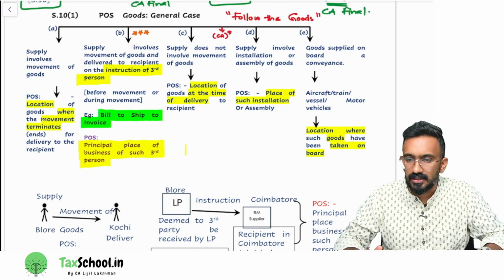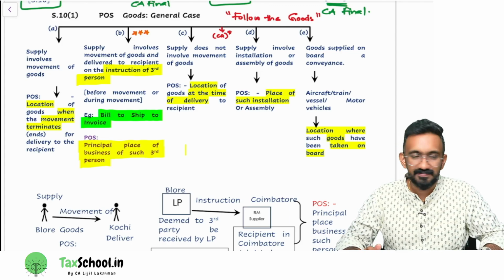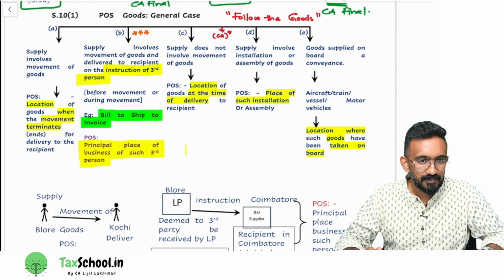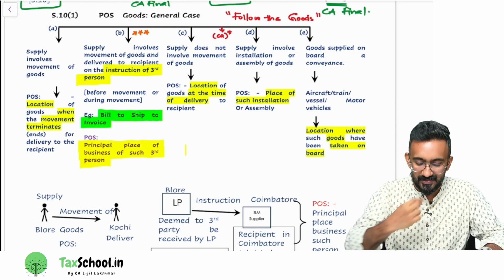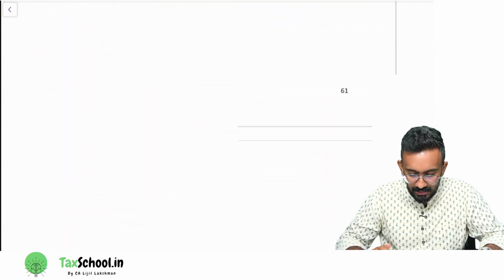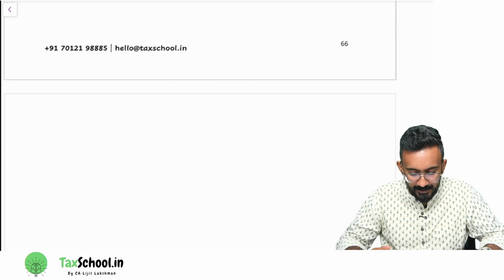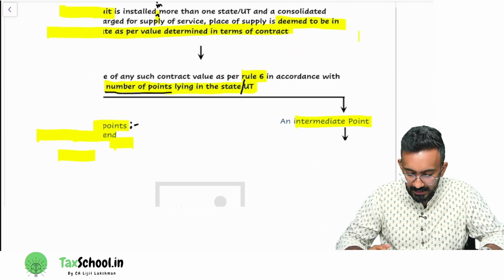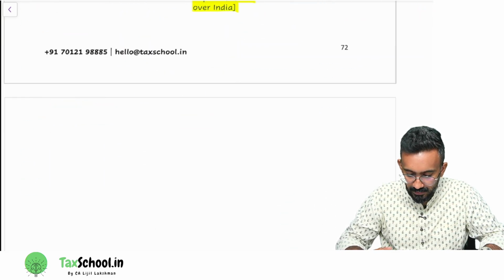Are you guys understanding this? That means your entire section 10 is over. Now we will have to go to section 12. Only one more section is there in your place of supply. In section 12, what I'm going to do is jump to the summary table. I'll show you the summary table. I'll quickly summarize what is the place of supply for different scenarios.